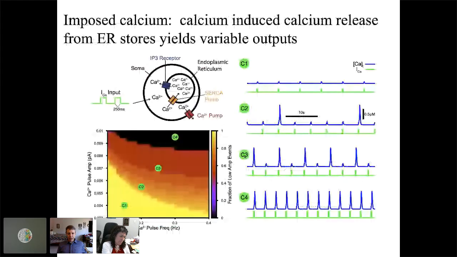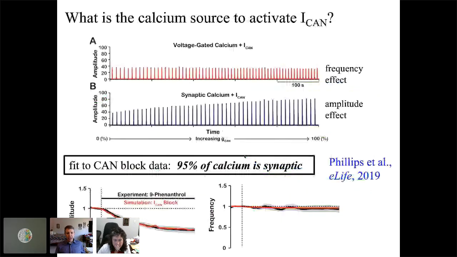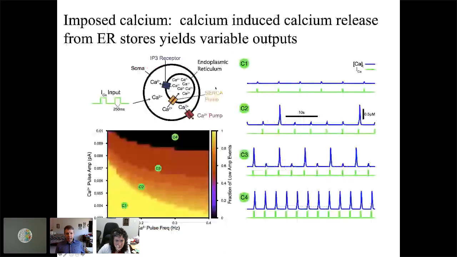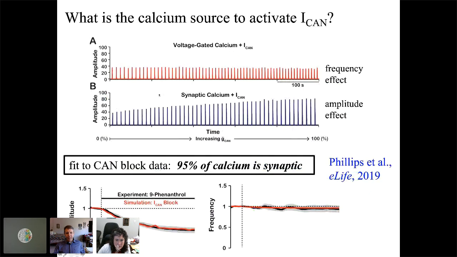So we want to implement this in a more detailed way in an actual network of neurons. And to do that, we have to ask, okay, what is really the source of this calcium input, right? Here we just sort of made it up. We just put it into the neuron. And so this is what Ryan had studied with his collaborators in the past.